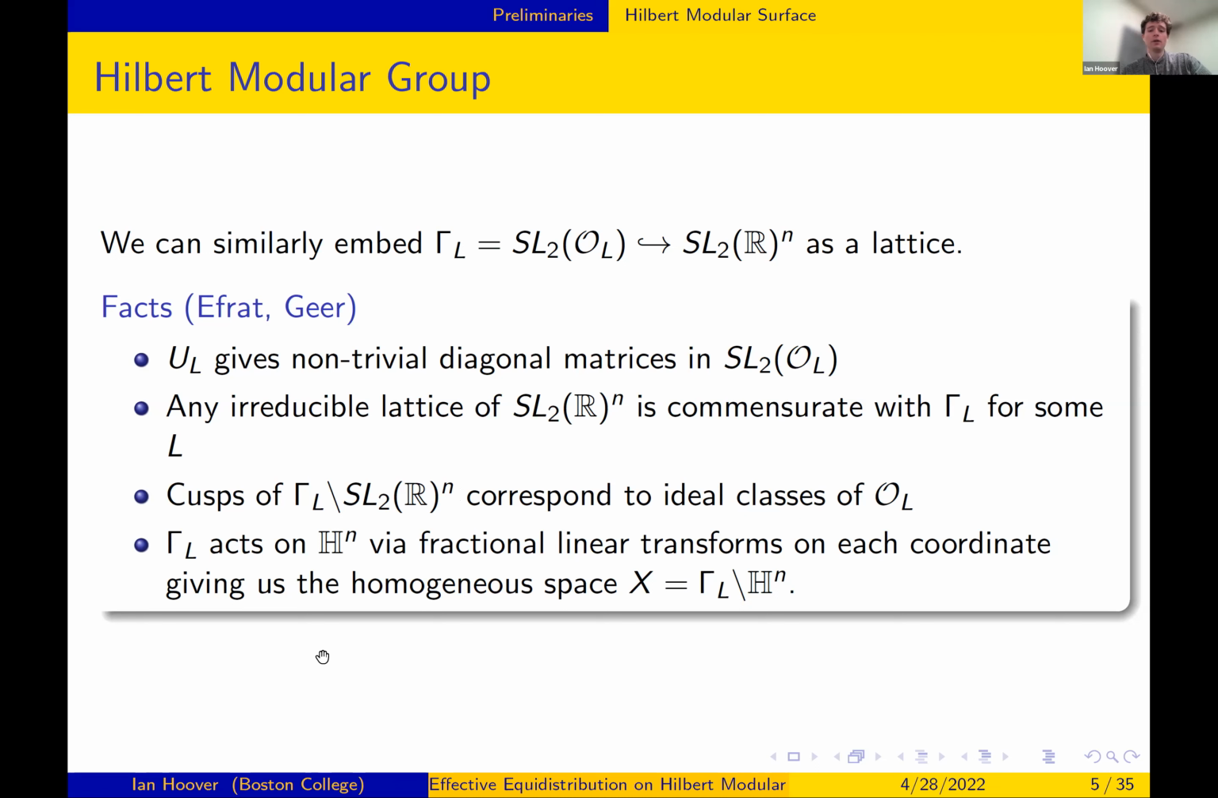And as with SL2Z, our Hilbert modular group acts on the product of upper half planes, simply each coordinate acting on its respective coordinate. And so we get a homogeneous space just as before. And we have a finite volume fundamental domain.